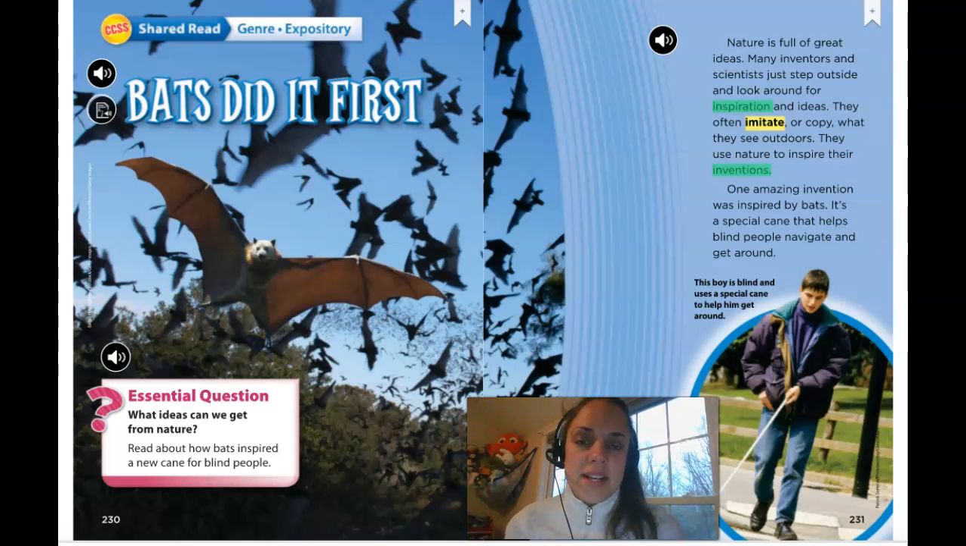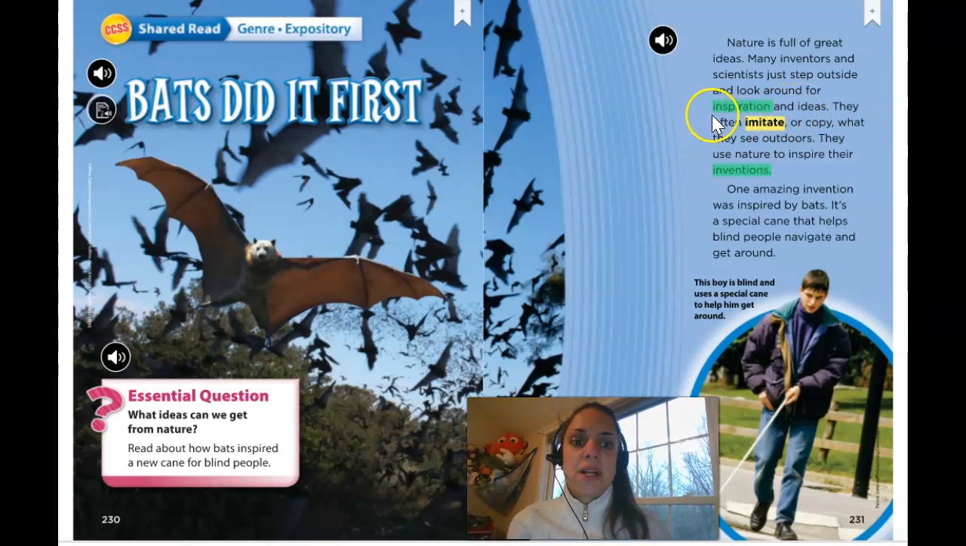So today in our text, we are going to look at longer words that we can find a root word inside of, and we're going to identify that root word. That's our purpose. Identify the root word in a longer word. So highlighted in green is the word inspiration. Let's read the sentence. Many inventors and scientists just step outside and look around for inspiration and ideas.